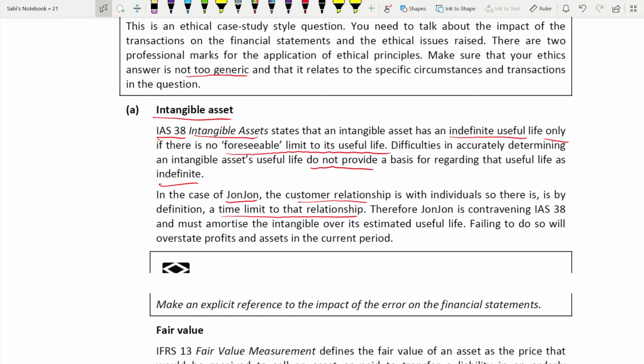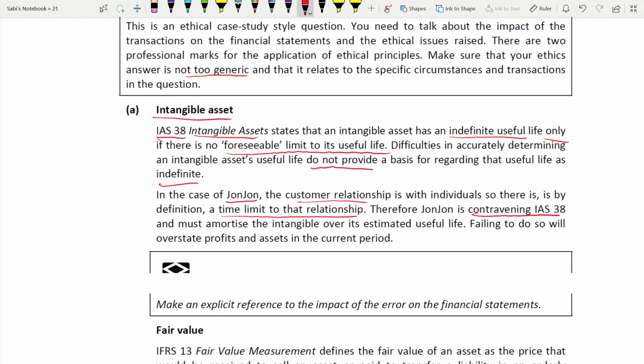The customer relationship is with individuals, so there is by definition a time limit to that relationship. So because there is a time limit, you cannot change from finite to indefinite. It is against IS38. That's exactly what they are writing. So therefore, Jonjon is contravening IS38. And once you have said that they are contravening, what should they do? That also you should write.